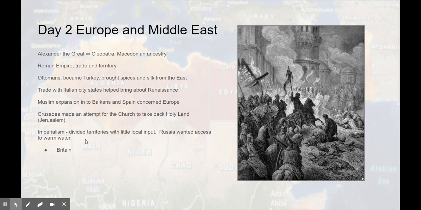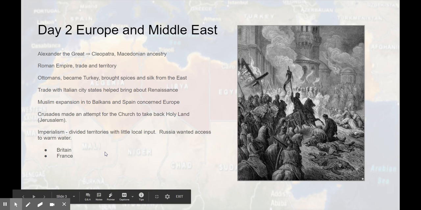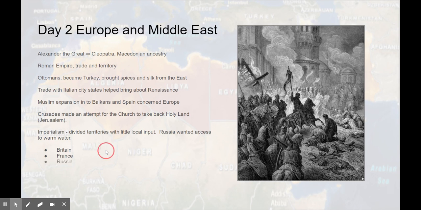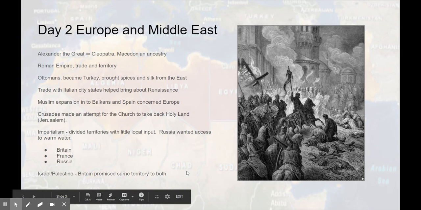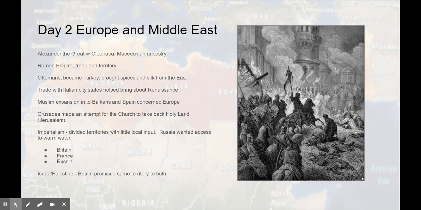But also would be Britain and France. Britain and France would want those resources and would divide up and make the modern day borders that we all see on maps today with little or no influence from locals. And of course, Britain made a mistake that has carried on with tension and conflict, even violence, for quite a few decades, and that would be the fact that in the early 1900s, they also promised the same territory to both the Israelis and the Palestinian people.